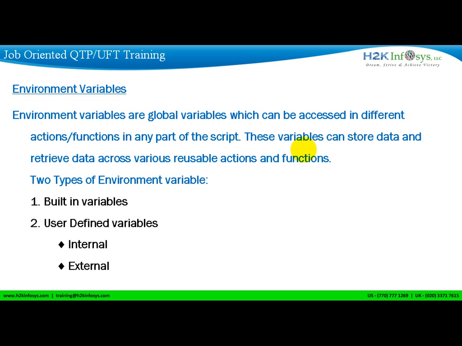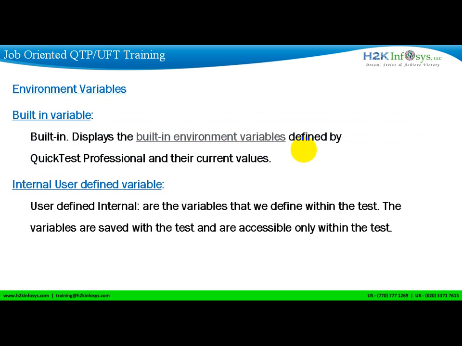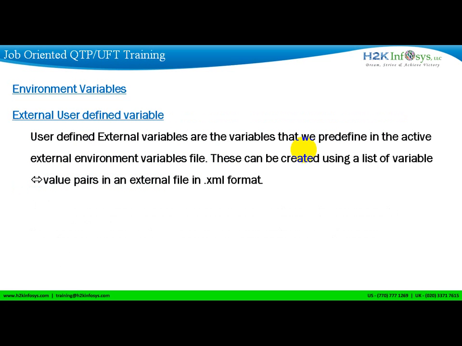There are different types of variables: built-in variables and user-defined variables. Under user-defined, you have internal and external variables. Built-in variables are the variables defined by QuickTest. Internal variables are the user-defined variables. And for external variables, you can also read variables from an XML file.